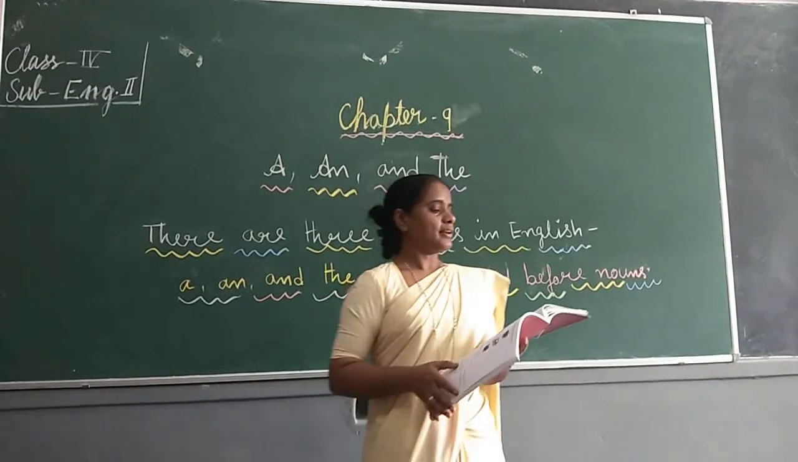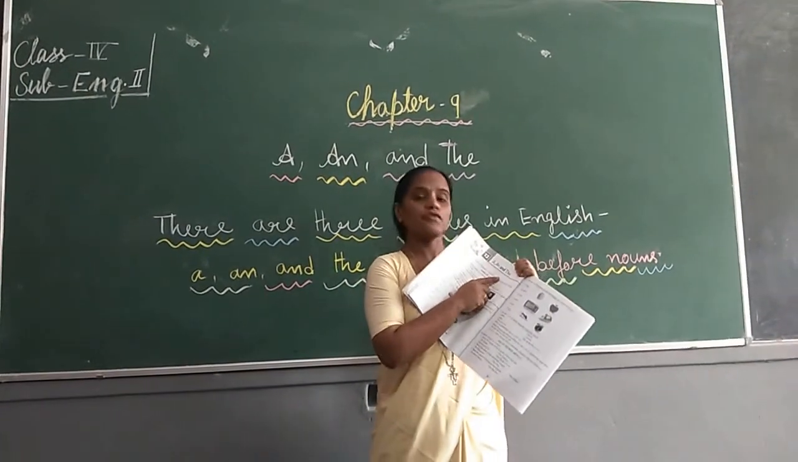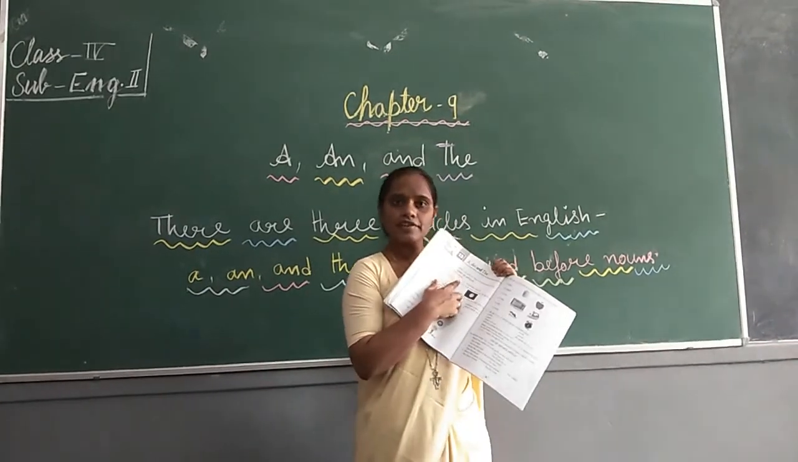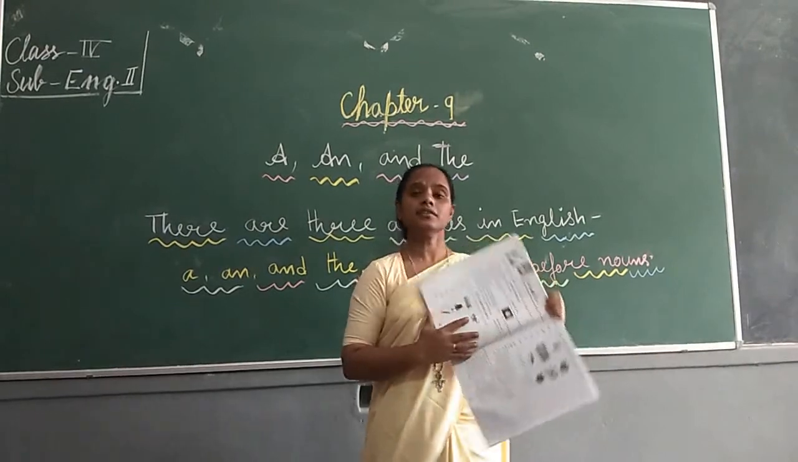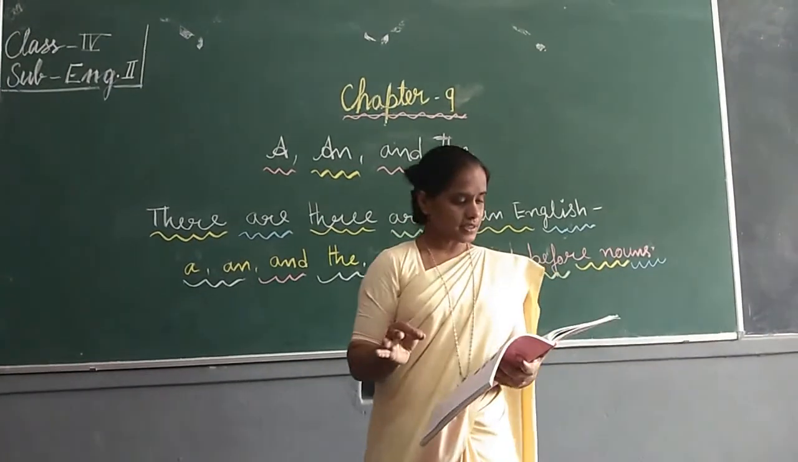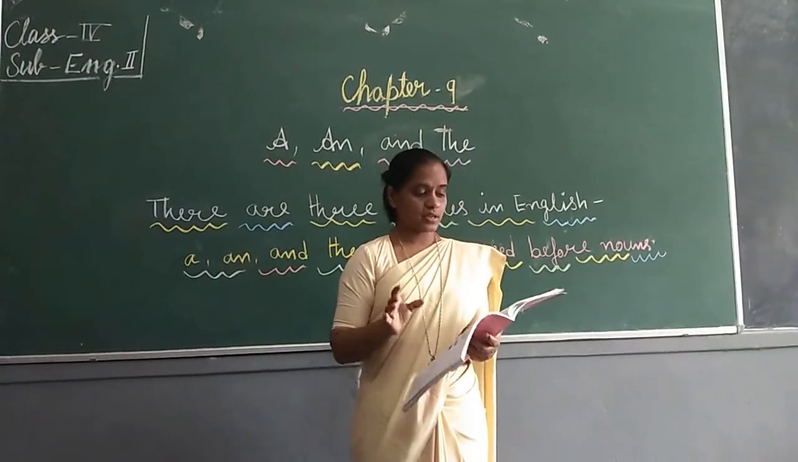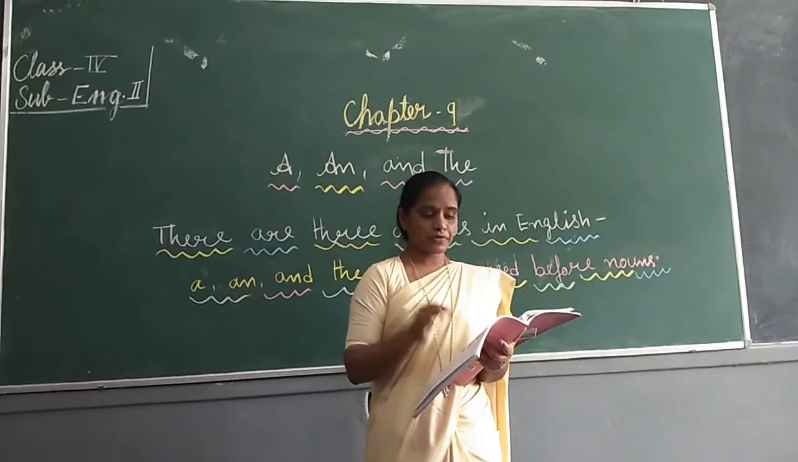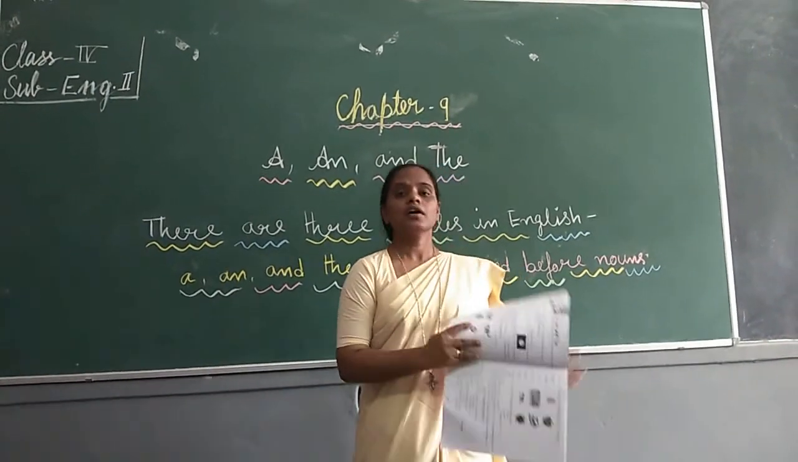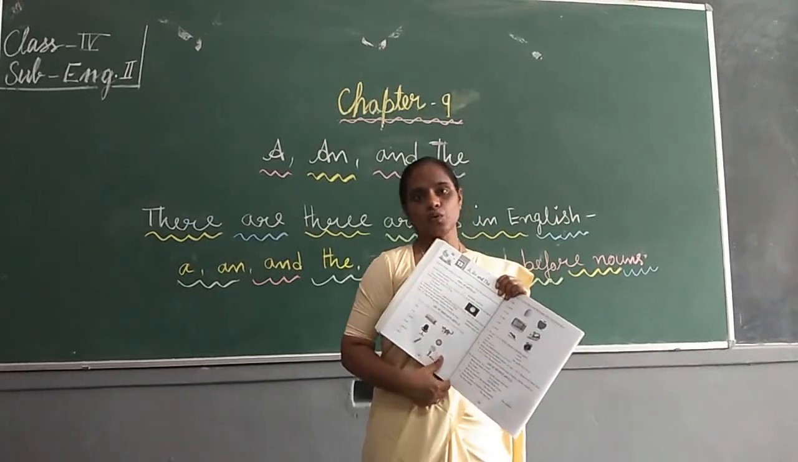So today let's study chapter 13 from your English language book. The lesson name is A, An and The. That means articles. There are 3 articles in English: a, an and the. They are used before nouns. So let's study these articles in a detailed way.